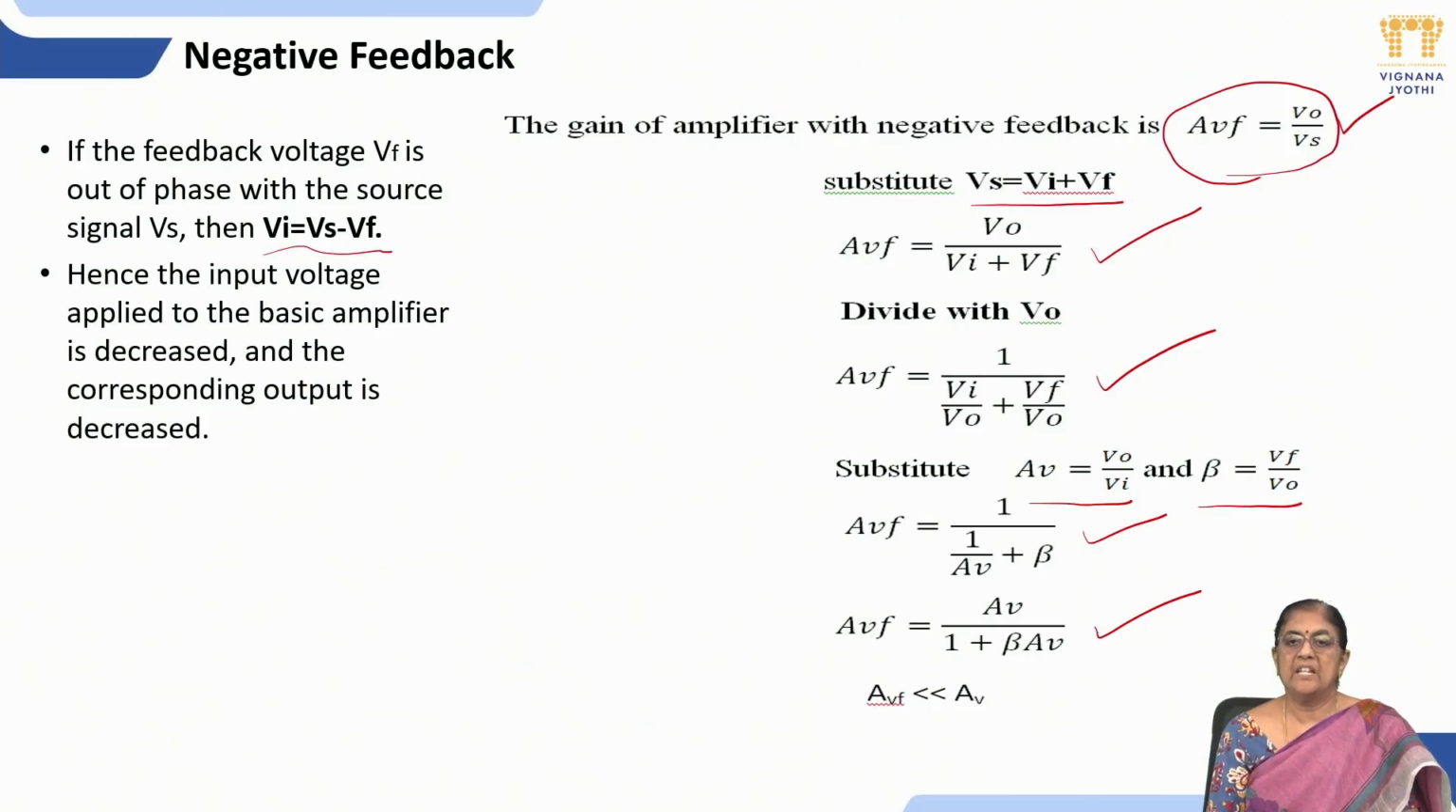What is AVF? The gain of the amplifier with negative feedback is equal to the ratio of voltage gain without feedback to 1 plus beta AV. From this expression, you can clearly understand that AVF is less than AV. What is the meaning of this expression? Voltage gain with negative feedback is less than that without feedback. So that means in negative feedback, gain decreases. In positive feedback, gain increases. That is what we have to understand from this analysis.